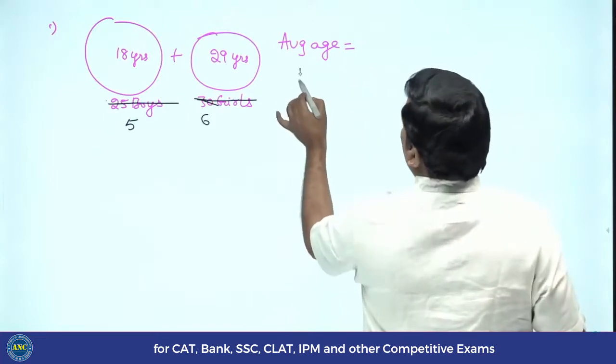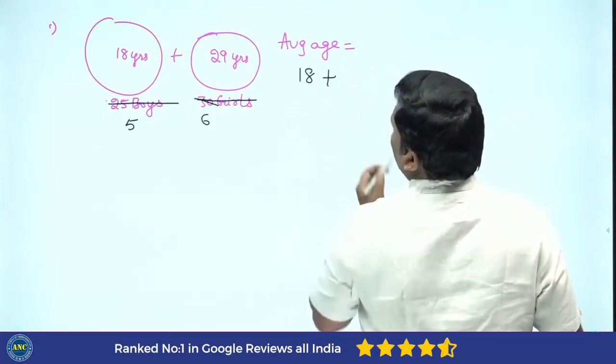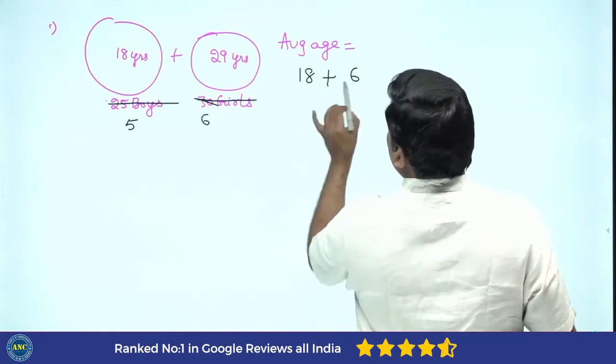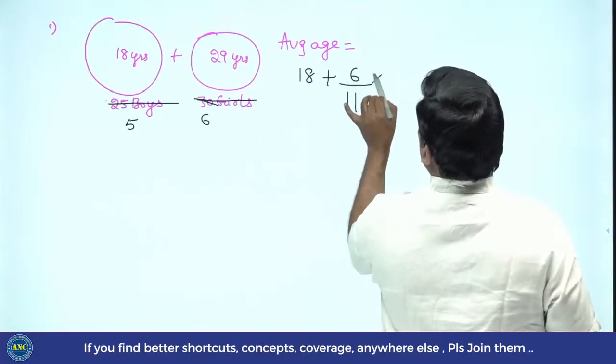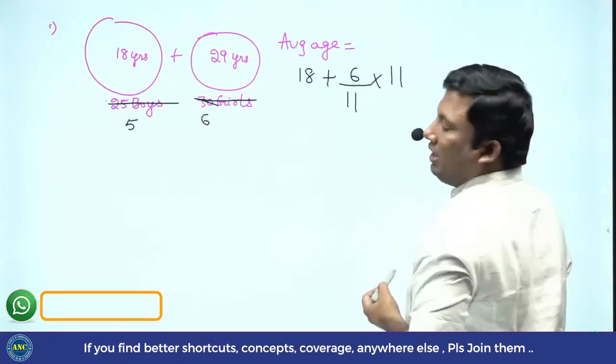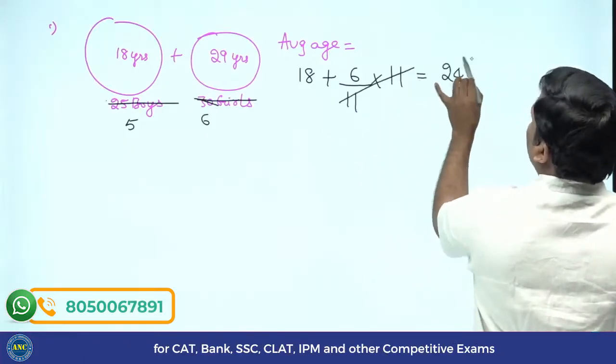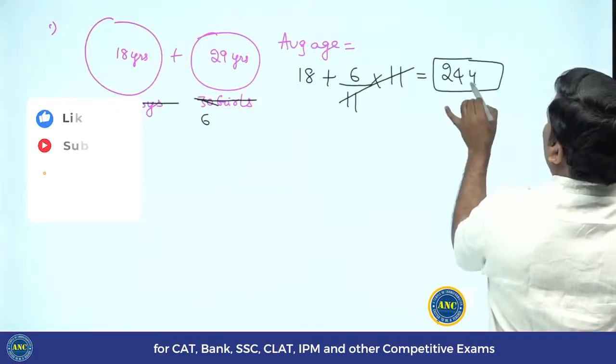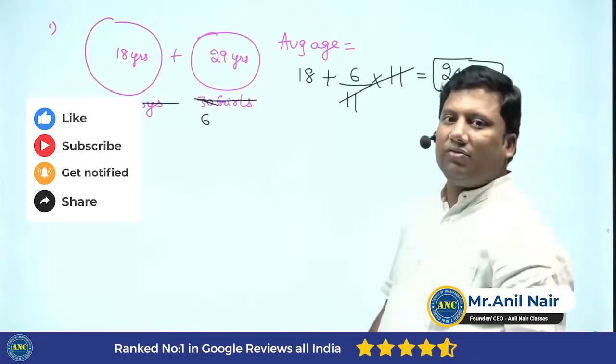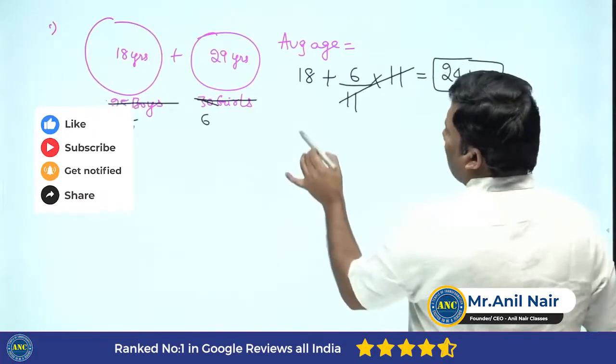So the answer will be greater than the lowest value. 18 plus, take the opposite value, 6 by 11. 29 minus 18, the difference is 11. 18 plus 6. Average age of the class is 24 years.